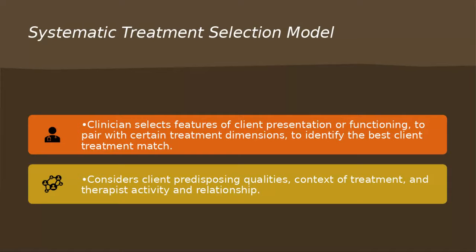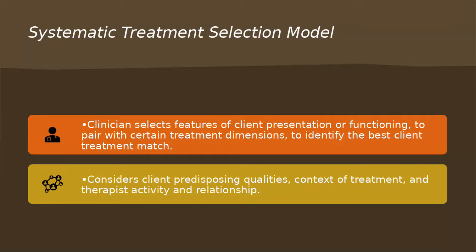The second model that we'll discuss for client treatment matching is the systematic treatment selection model. In this model, the clinician selects features of client presentation or functioning. These are client characteristics, things like their symptom severity and their readiness for change. You pair those features with the treatment dimensions, things like the therapist skill level and the therapist level of directiveness. So you're pairing client characteristics with treatment dimensions to identify the best client treatment match.